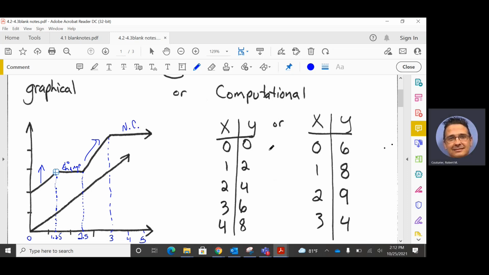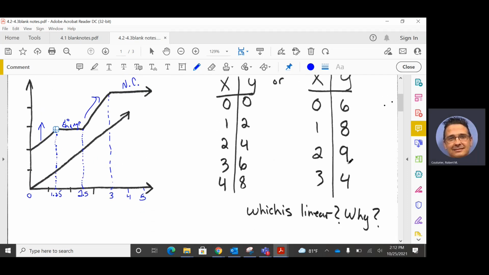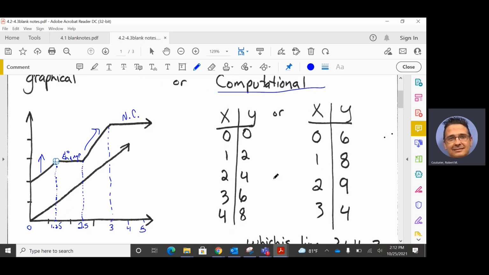All right, how do we look at this? They want to know which one of these is linear, and why. But we're looking at the computational side of it, where we just have a table of values. Well, let's look at the x's. So the change here is what? From 1 to 2 is a change of 1. From 2 to 3 is 1. 3 to 4 is 1. That's pretty constant.